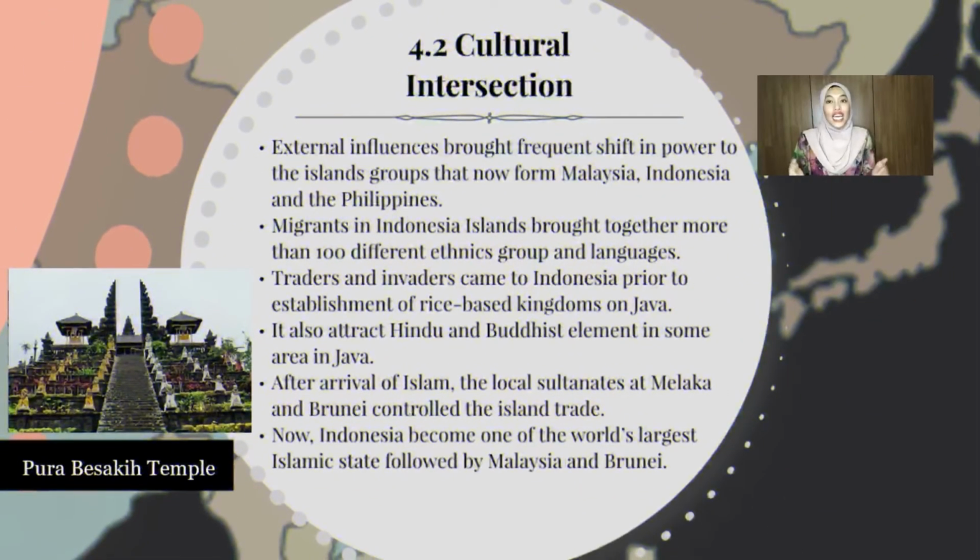and when their people established their cultural territory and became modern Thailand. External influence brought frequent shifts in power to the island groups that now form Malaysia, Indonesia, and the Philippines. Migrants in Indonesia brought more than 100 ethnic groups and languages. Traders and invaders from India and China came to the island to fuel the establishment of a rice-based kingdom on Java.